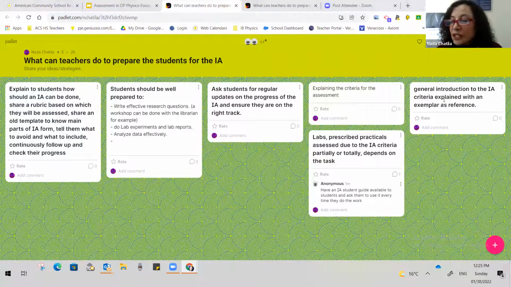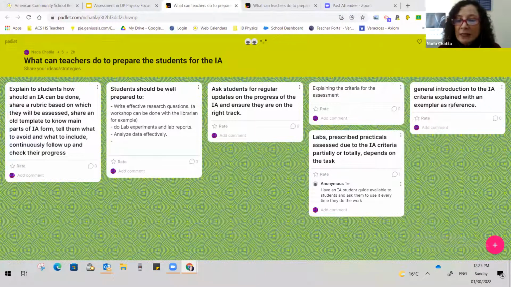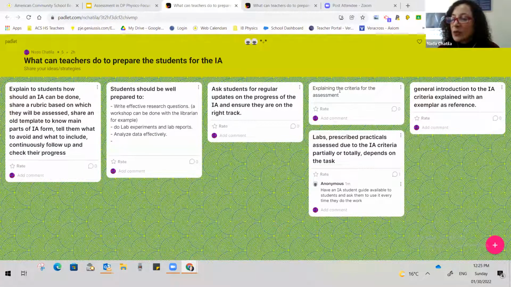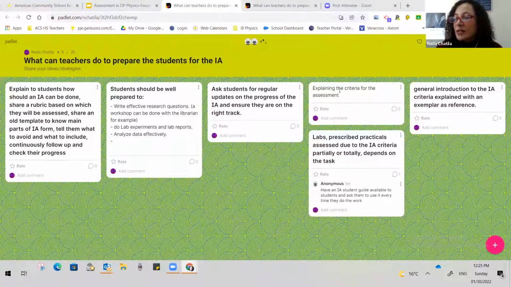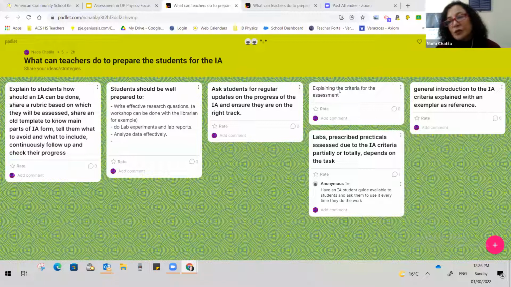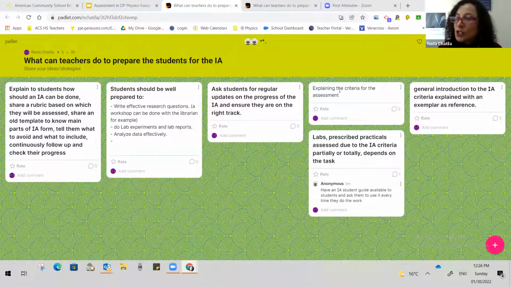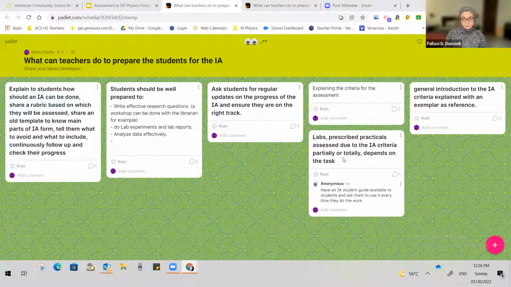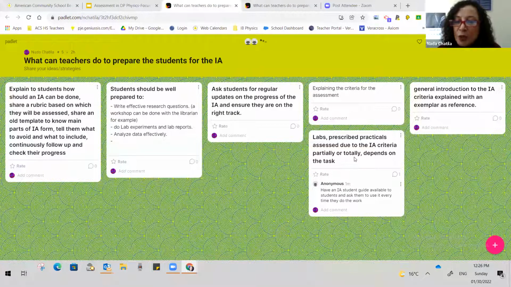So definitely I read the General Introduction to the IA, and the criteria explained with exemplars. You need to unpack the assessment criteria with the students. What I do is I assign an exemplar to the students, and they do it first alone, then in groups, then we have a discussion around it, and we read the examiner's report as well.